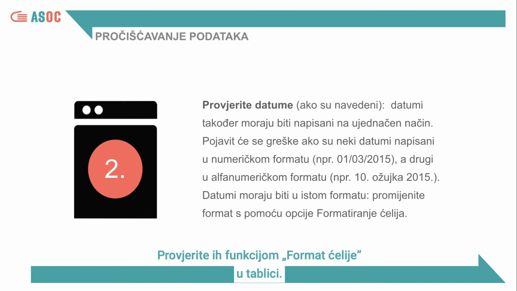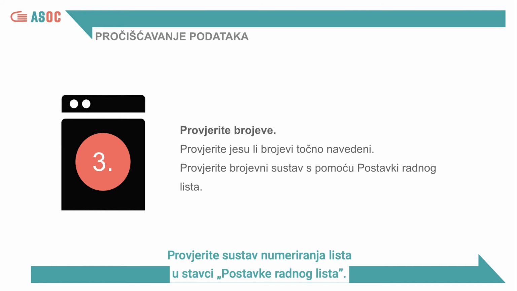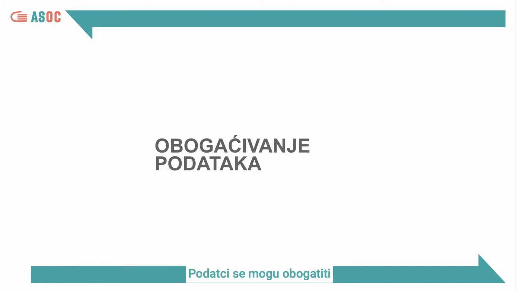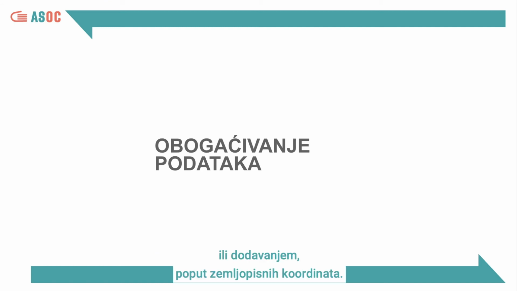Check them using the Format Cells function in the table. Make sure that the numerical values are presented correctly. Check the sheet numbering system in Worksheet Settings. The data can be enhanced either by a decomposition within the table that permits cross-referencing further information, or through additions, such as the geographical coordinates.